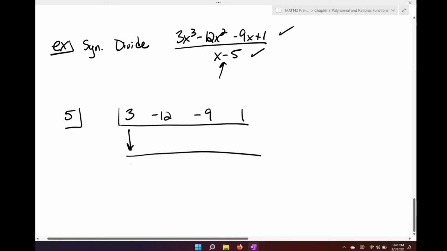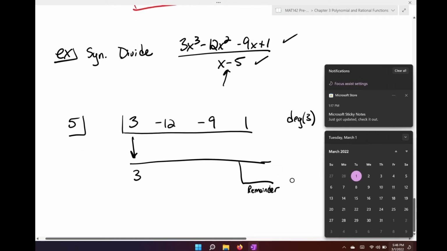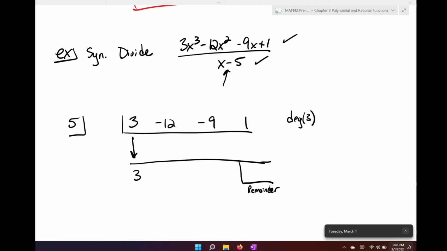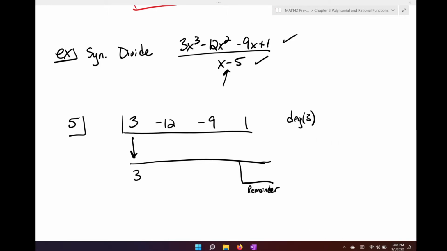Copy down the 3. And on the far right side, you can always put this little box if you want to, and you can always label it remainder, because that's what it's going to be. Since the degree was 3 when we started, 3x to the third, I already know my answer. Oops, sorry. New computer, so I've got to figure out how to use it. There we go. I think that works. So let me rehash that.